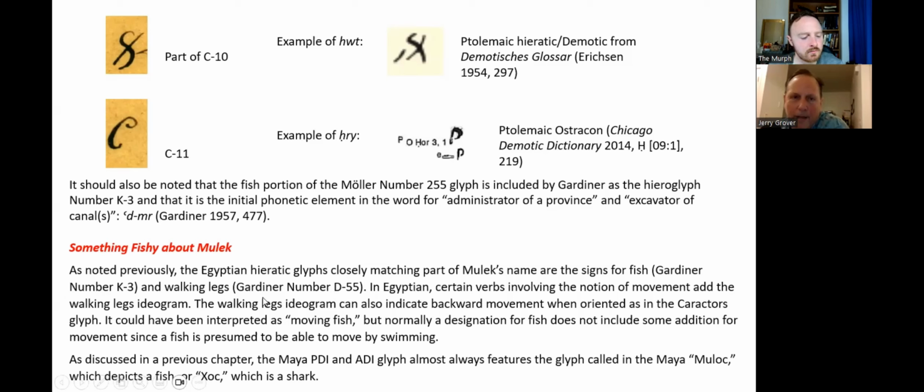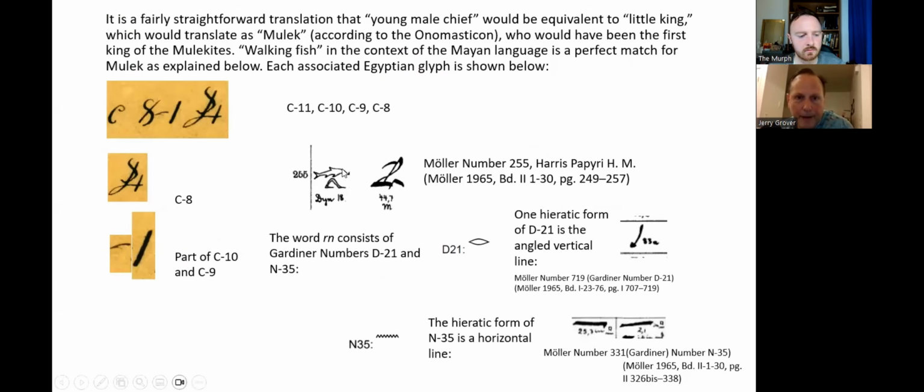So now we're going to get into something I hope we can follow. As noted previously, that was in my book. Should have copied that over. There are some glyphs matching part of Mulek's name that are signs for fish. They have a fish sitting on top of these walking legs. That's what I called this glyph here. You see that? That's the monumental version of it. It's got these legs with a fish on top.